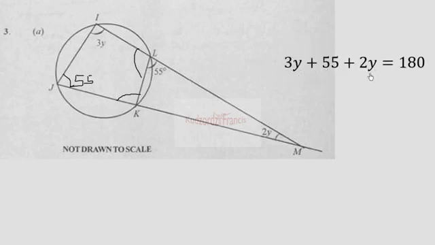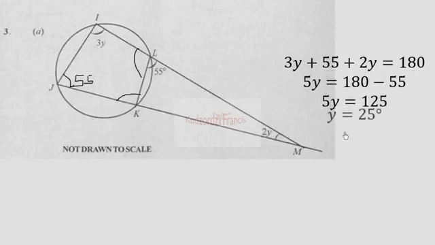3y plus 55 plus 2y is equal to 180. So this means that 5y is equal to 180 minus 55. 5y will be equal to 125. Divide both sides by 5 to get y to be 25.